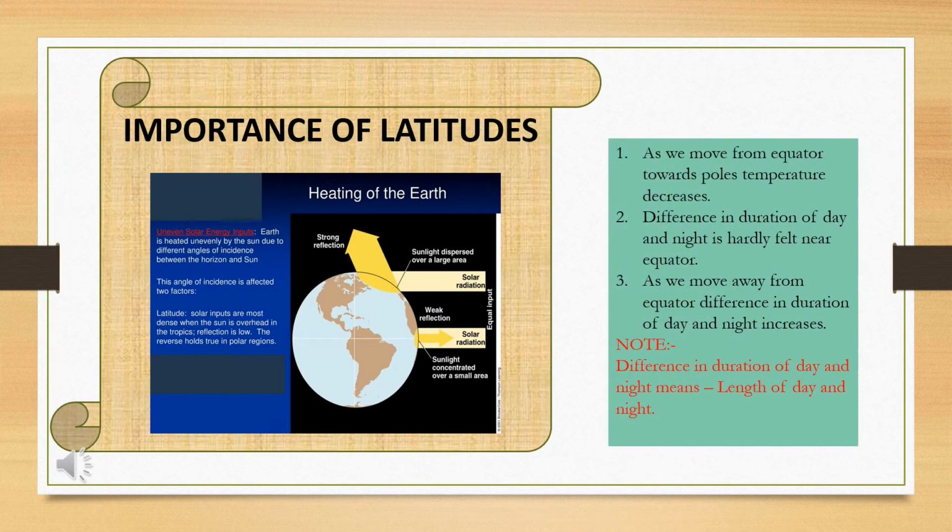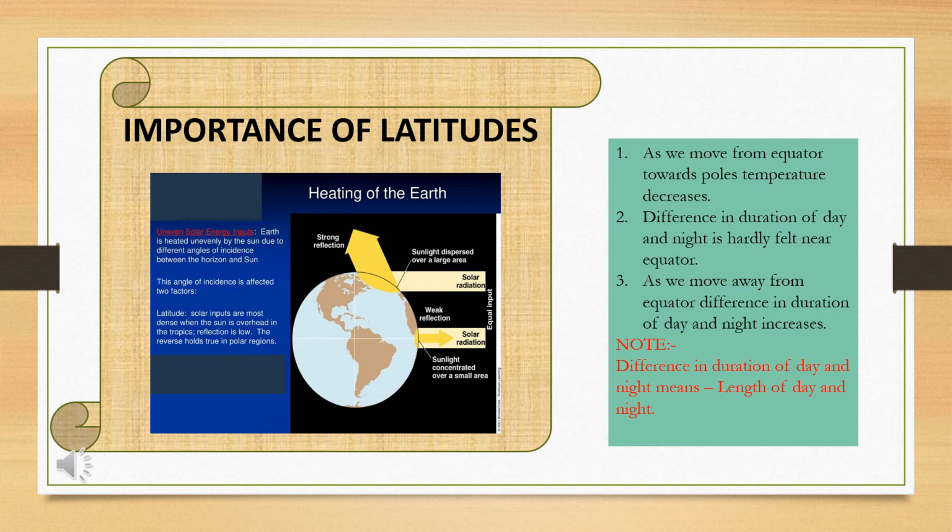Latitudes are imaginary lines that run from east to west direction parallel to the equator. The equator is 0-degree latitude. Now you all must know that the equator receives direct sun rays and experiences overhead sun twice a year. As we move away from the equator, the sun rays become more and more slanting. Hence, the areas near the equator experience high temperature and the length of day and night is almost the same.